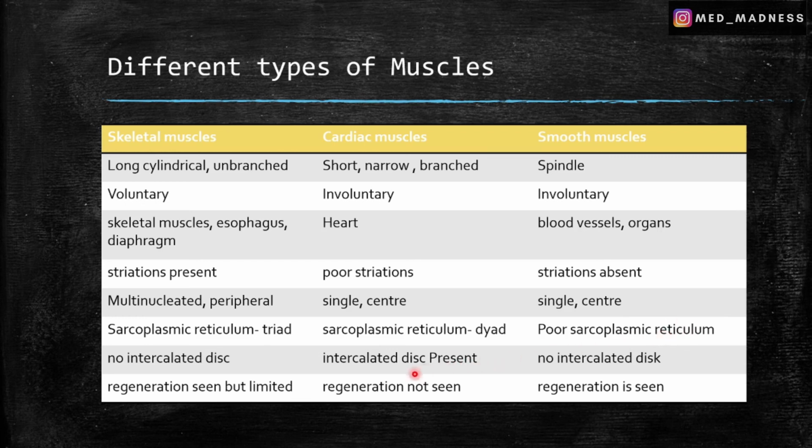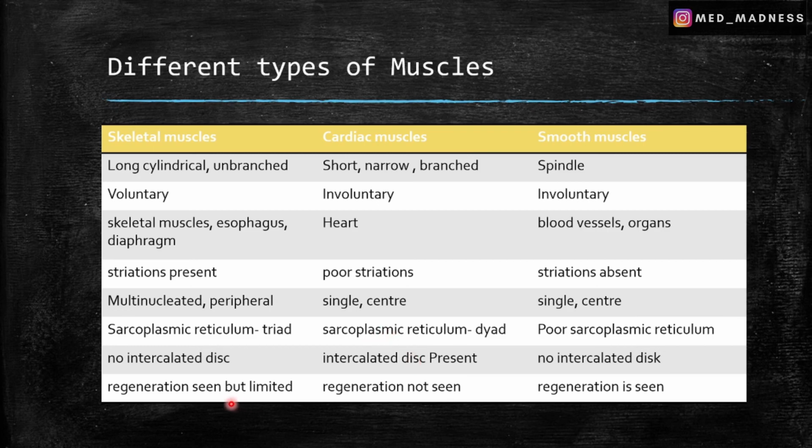The intercalated disc is very specific for cardiac muscles. If you wonder what this intercalated disc is, it is nothing but a transverse line between each cell of a cardiac muscle. One important point about this disc is that gap junctions are present here. We already discussed a lot about gap junctions when we did the chapter 3 cell junction chapter.